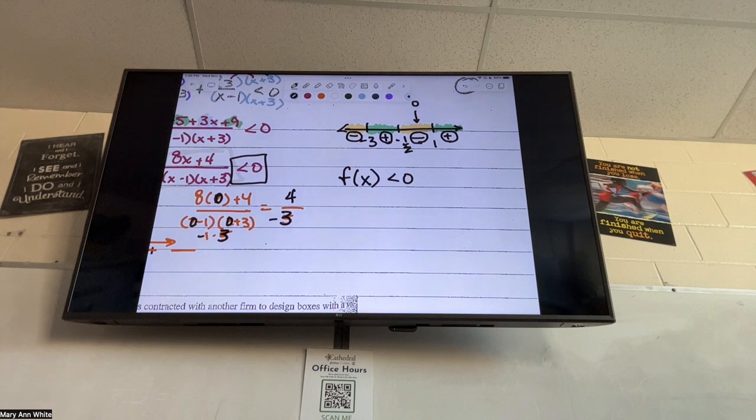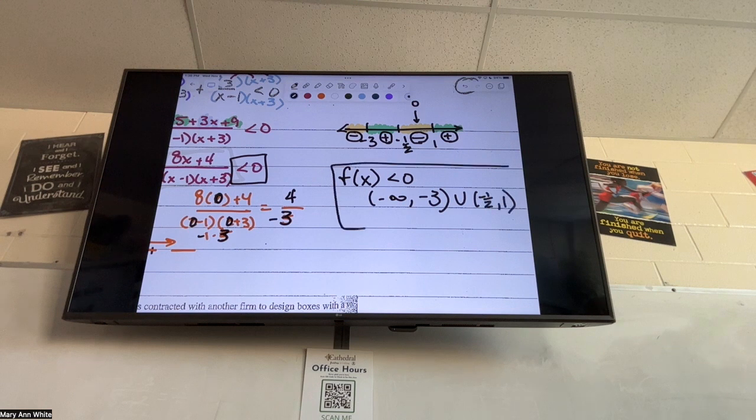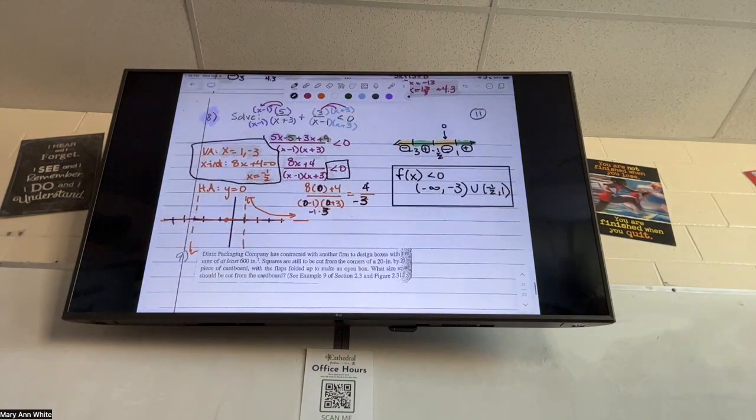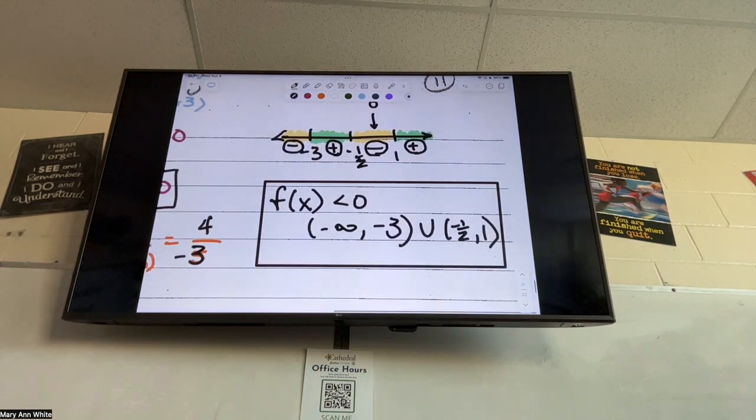The first one, right? What's that first interval going to be? -3. What's my other interval that's also negative? -1/2, 2, 1. Most of them you should be able to graph like the one that we did above, but this one was a funky one, so we had to not graph that way. We had to use our sign chart.